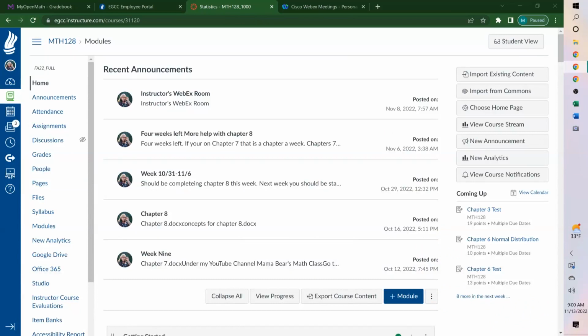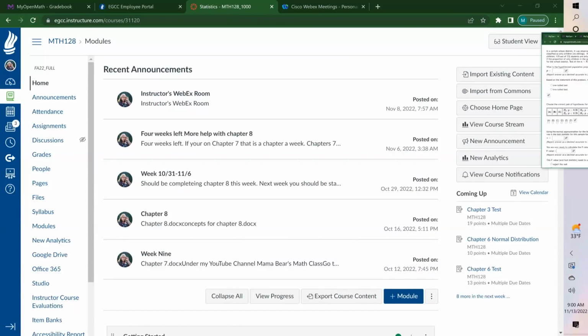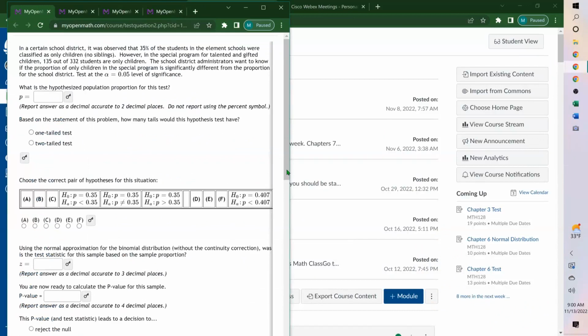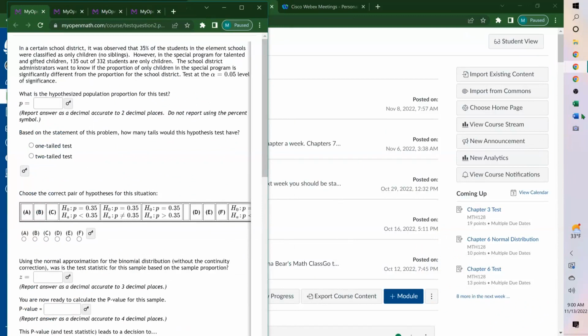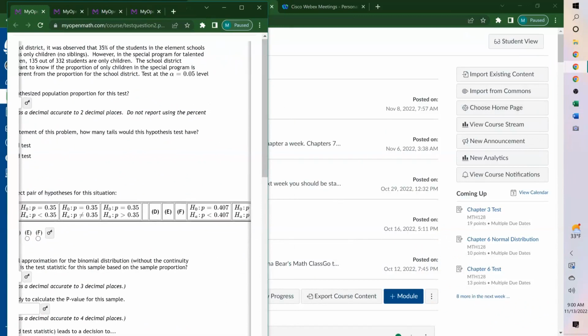A few students asked about some questions on my open math. If more people show up, I'll go over more, but we'll start with these. The first two are from Chapter 9.